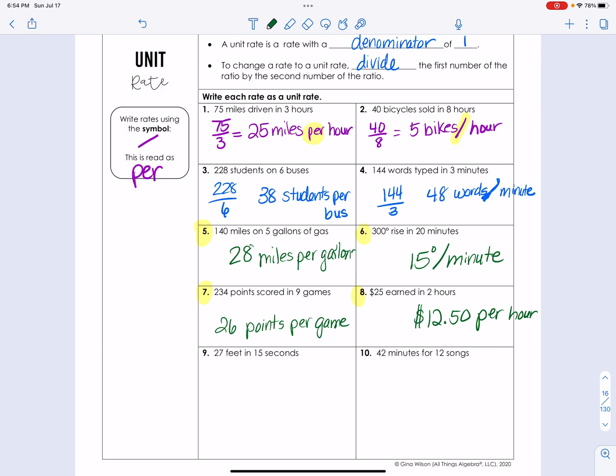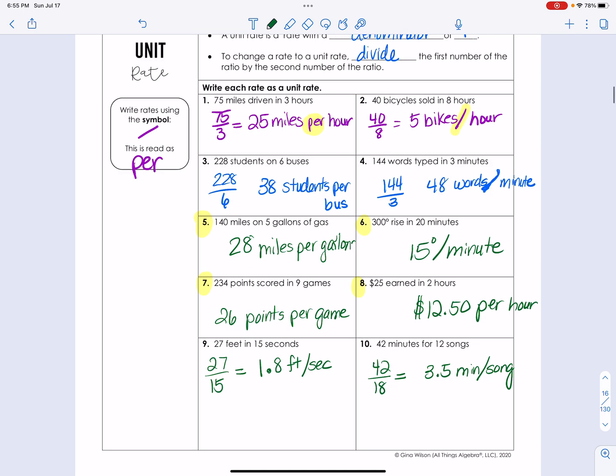So that's kind of what I want to talk about next. On the next one, if you're doing 27 divided by 15, that does not go in evenly. And so I am okay if you use a calculator on that. 27 divided by 15 is going to be 1.8 feet per second. Okay, and 42 divided by 18 does not go in evenly. So you would end up with 3.5 minutes per song. Okay, and right now I'm okay with you using a calculator, but just be aware that those aren't going to come out evenly.